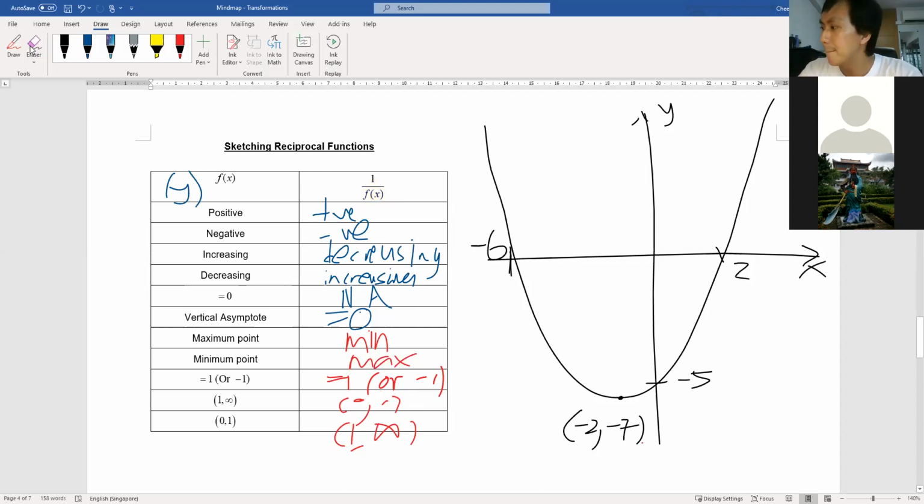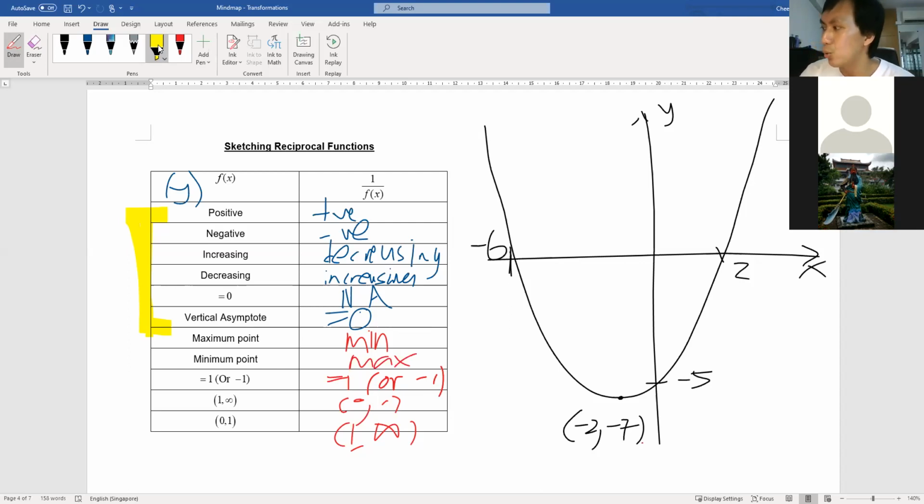Understand now? Okay, so with this in place, when we ask you to sketch a reciprocal function, the introductory functions tend to be quadratic functions, U-shaped graph or N-shaped graph. So I'll teach you. These few questions here must be the guiding questions to help you to sketch the reciprocal functions, okay?